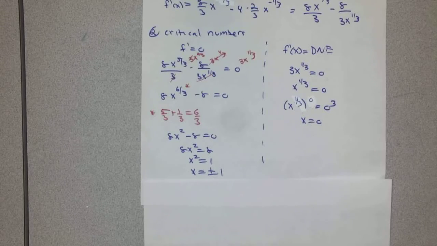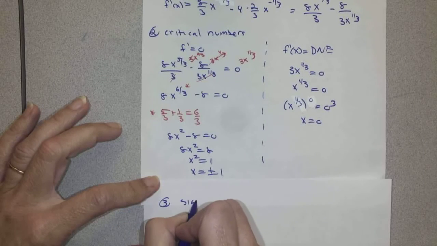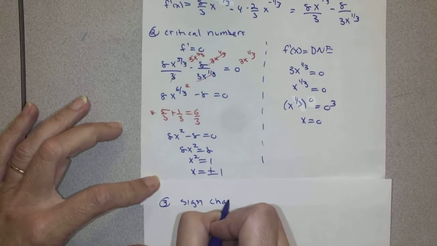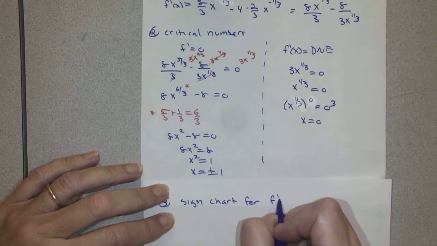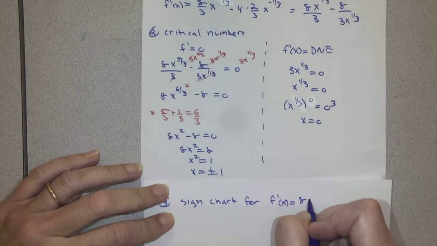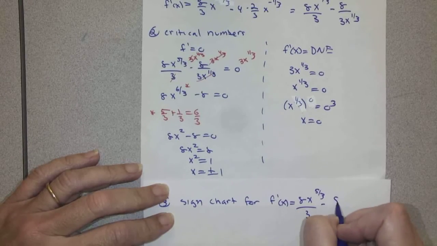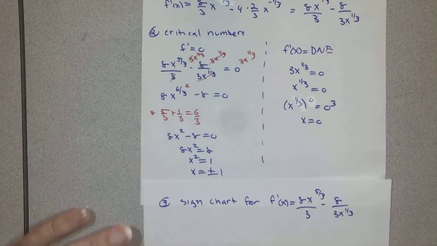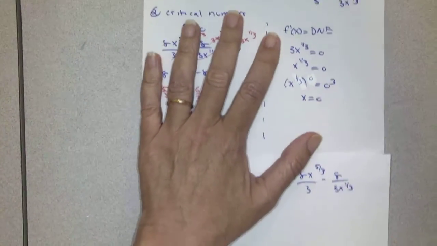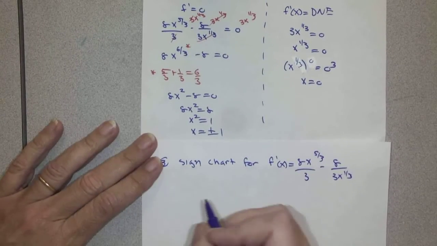Okay, so we found our critical numbers. We're ready for a sign chart. So step 3, sign chart. For my derivative, which was f prime of x equals 8x to the 5/3 over 3 minus 8 over 3x to the 1/3. That was my derivative. So I have critical numbers of plus and minus 1 and 0.